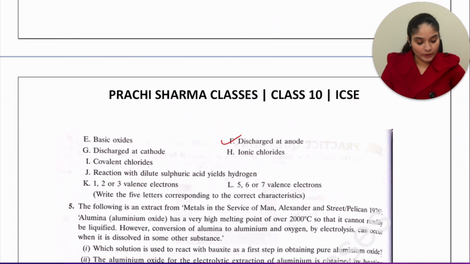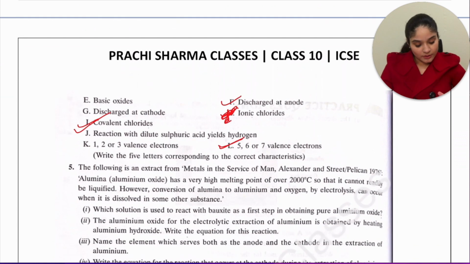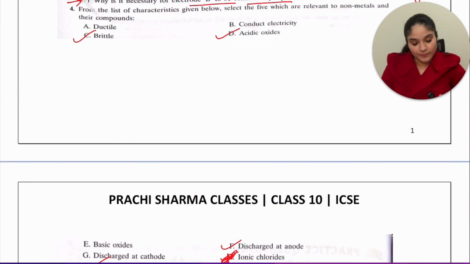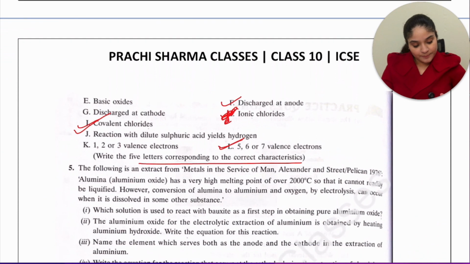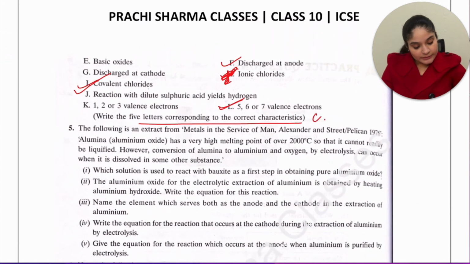Then ionic chlorides? No, they don't form ionic chlorides, they form covalent chlorides. And their valencies are 5, 6 or 7. So L. Is there anything else? Basic oxides, discharged at anode. Yeah, that's it. Write the 5 letters corresponding to the correct characteristic. So you just have to mention the alphabet. So you'll say C, D, F, I, L.